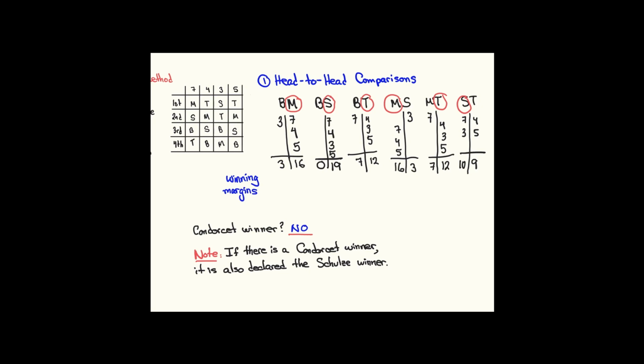So by how many votes M wins over B in this first case. And that would be 16 minus 3, which is 13. That's the winning margin. We do the same for each pair. So we have 19 minus 0, 19, 12 minus 7, that's 5, 16 minus 3, that's 13, 12 minus 7 is 5, and 10 minus 9 equals 1.